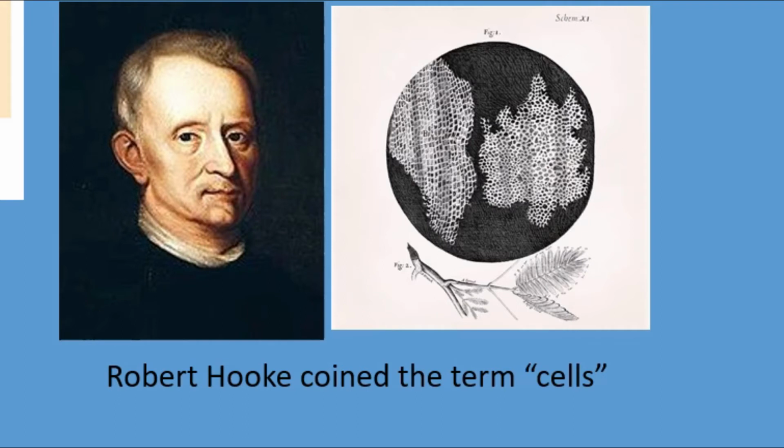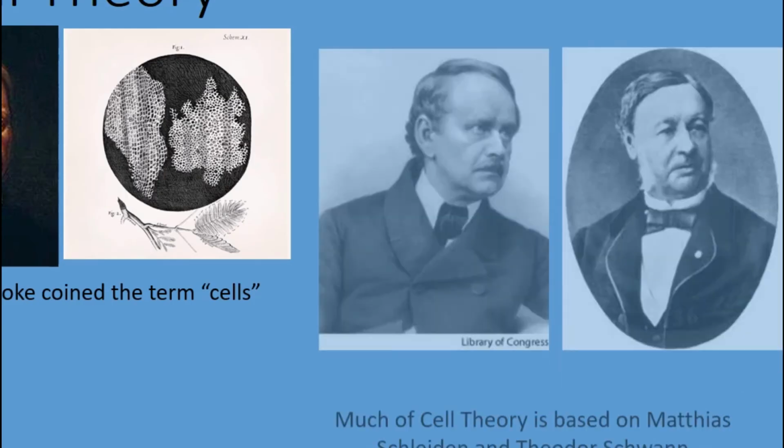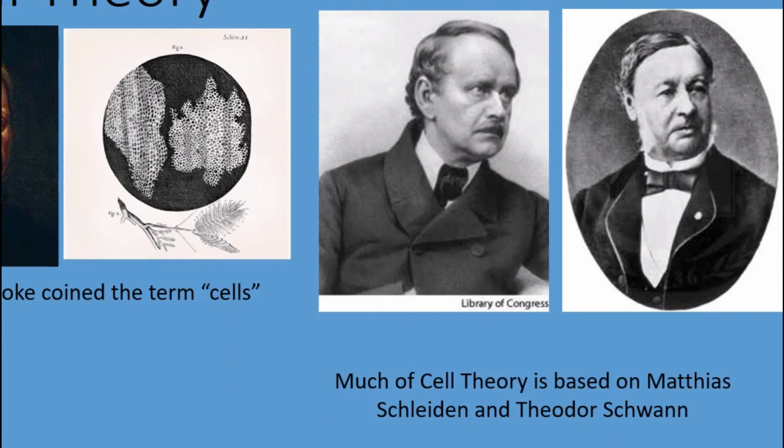He observed the pattern under the microscope of what he described as honeycombs and called them cells, since they resembled jail cells. By the late 1830s, botanist Matthias Schleiden and zoologist Theodor Schwann studied the tissues of several plants and animals and developed what we still use today as cell theory.